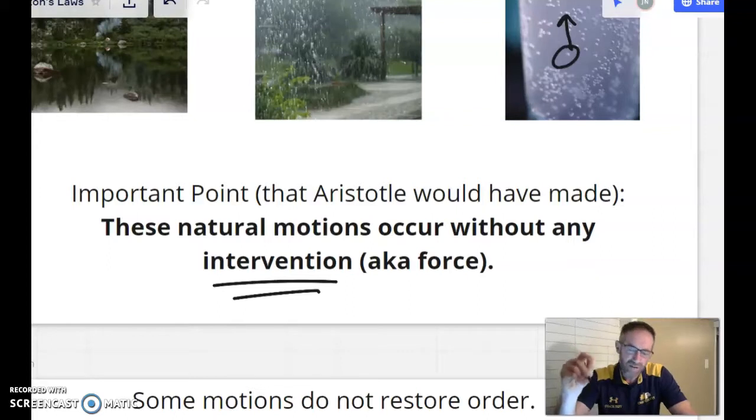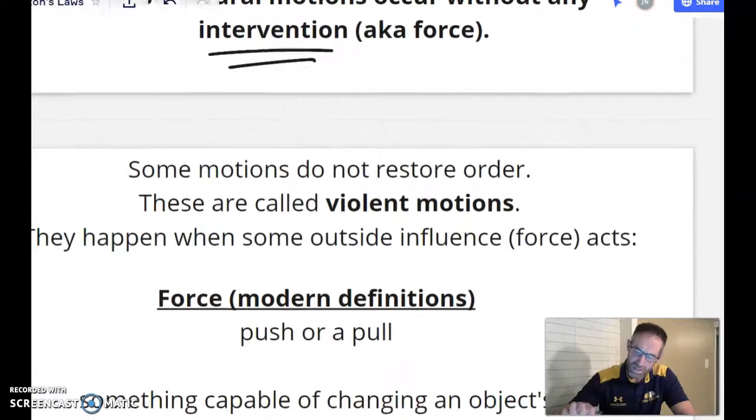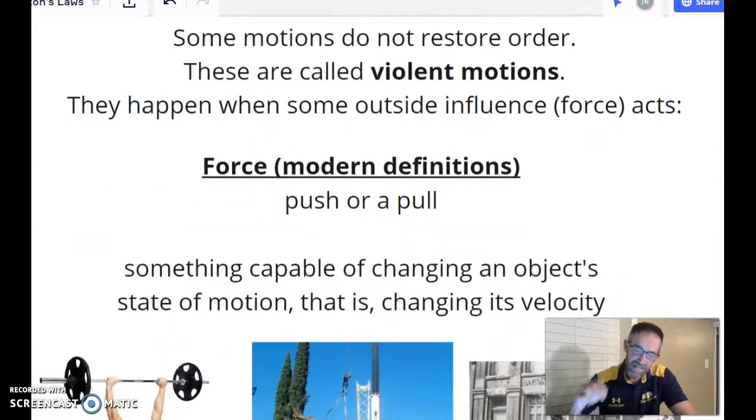He was really talking about a force, and he says you don't need a force to make this stuff happen. Now, in contrast to that, he said that there are the other kinds of motions, and he called them violent motions. Now, the violent motions are the ones where an outside influence, you and I call that an outside force, acts.